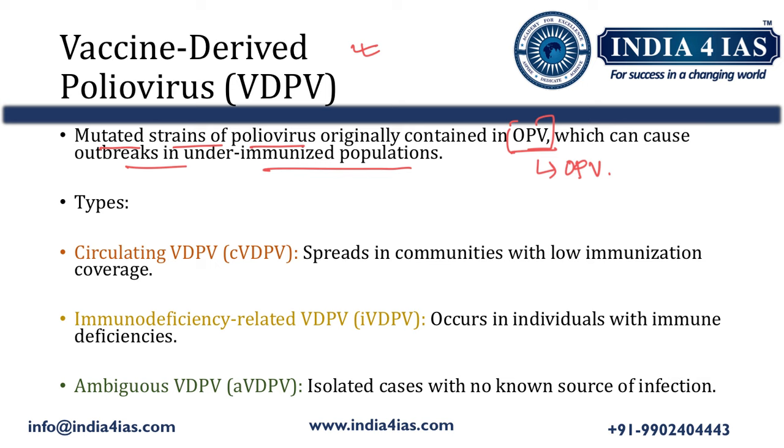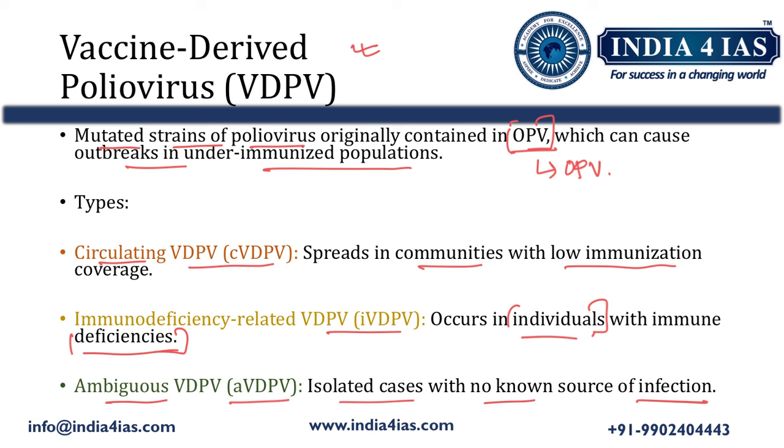Coming to the types of vaccine-derived poliovirus, the first one is circulating vaccine-derived poliovirus. It spreads in communities with low immunization coverage. The second one is immunodeficiency-related vaccine-derived poliovirus. It occurs in individuals with immune deficiencies, the people who are facing immunity problems. The third one is ambiguous vaccine-derived poliovirus. It occurs in isolated cases with no known source of infection. So this is all about vaccine-derived polio.